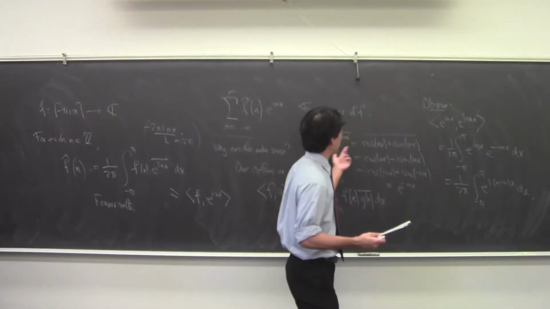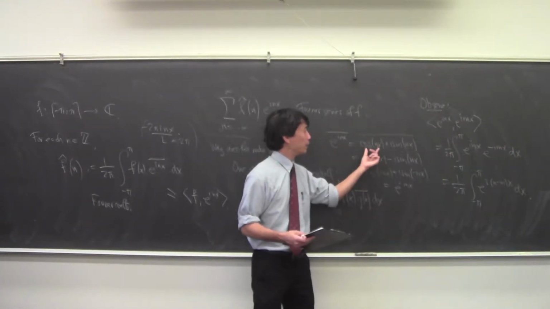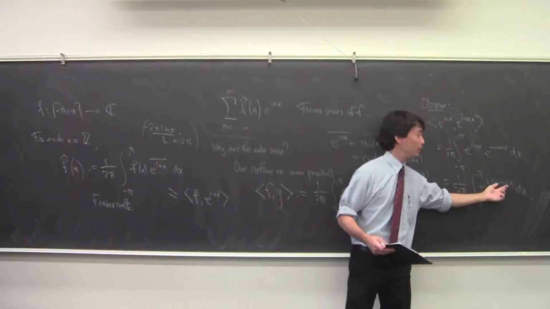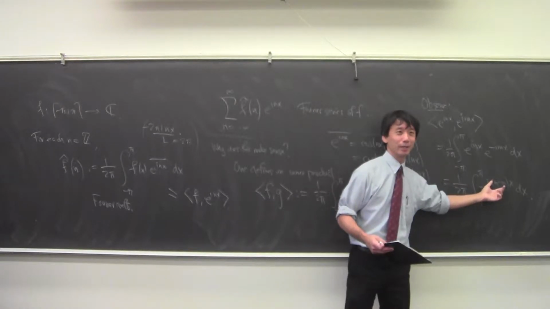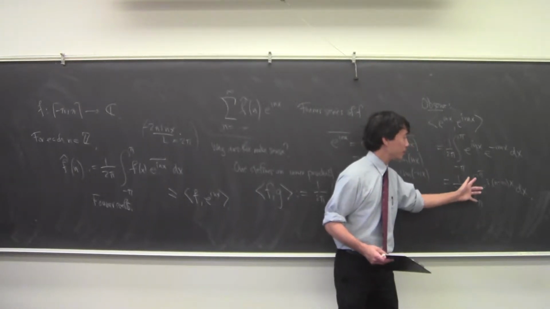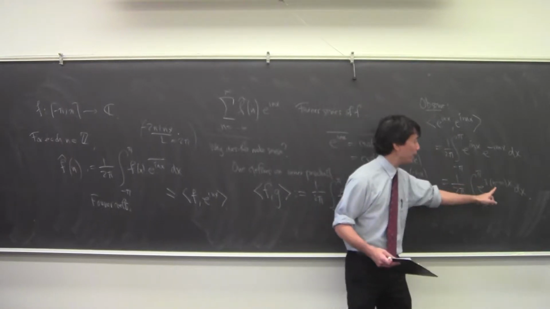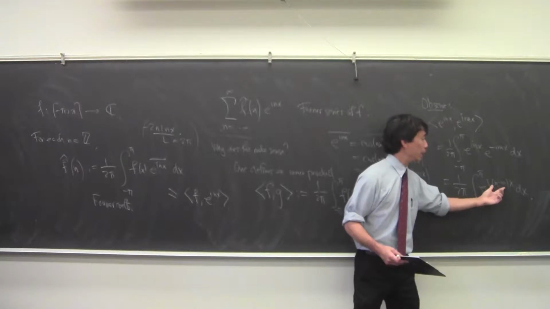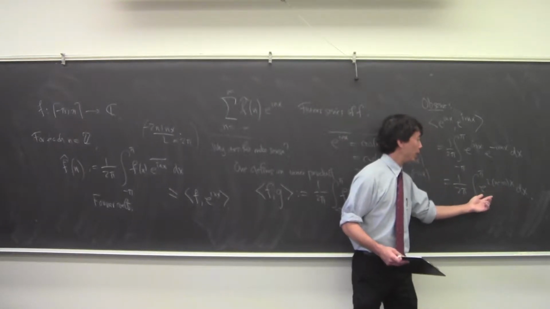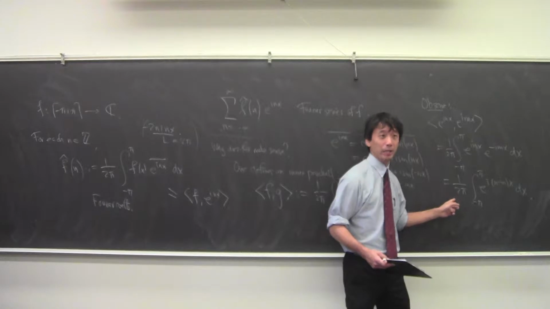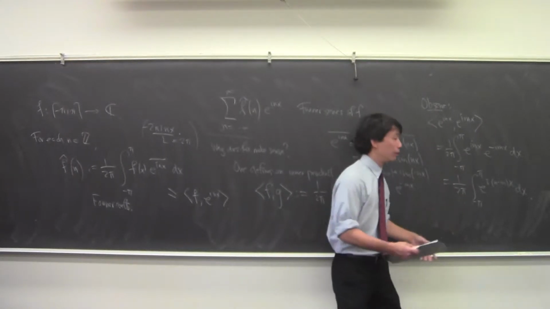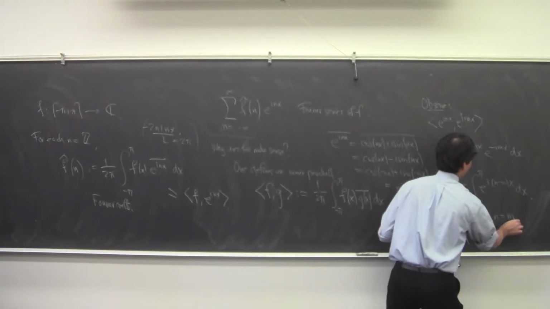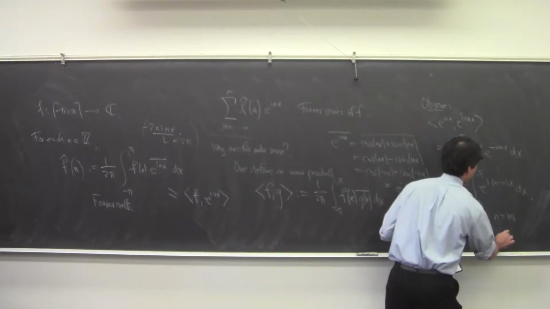Think of what this thing is. This is cosine of something x, plus i sine of something x. Well, that's 2 pi periodic, so when you integrate it, you get 0, except when n equals m. When n equals m, you get 1. So you integrate 1, you get 2 pi divided by 2 pi, and the integral turns out to be 1. So what you get is 1 if n equals m, and 0 if n differs from m.